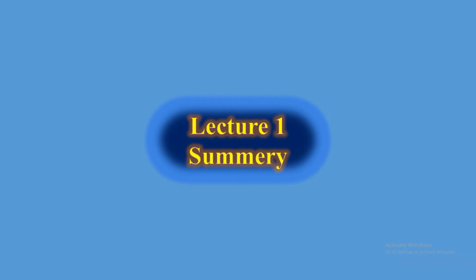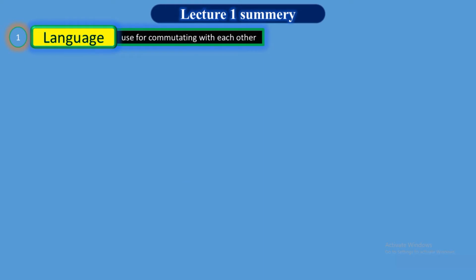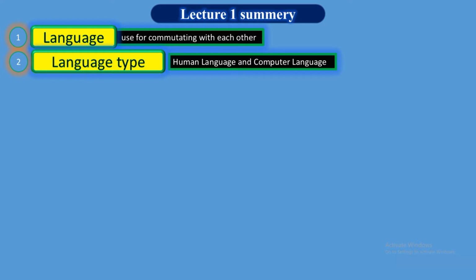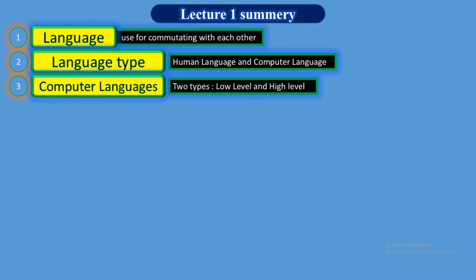Let's start from chapter number 1, summary. In lecture 1, we learn about the language. Languages are used for communicating with each other. We have two types of languages, human languages and computer language. Computer language has two types. The first one is low-level language in the form of binary 0 and 1, and high-level language like human languages.